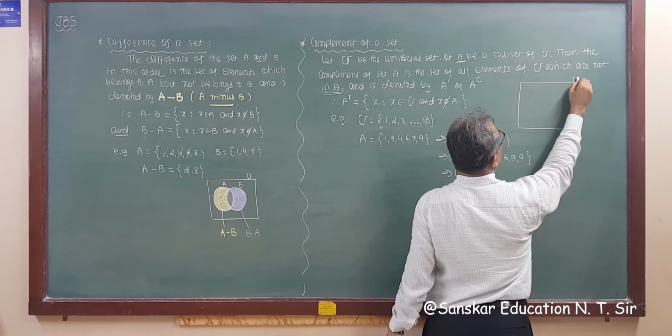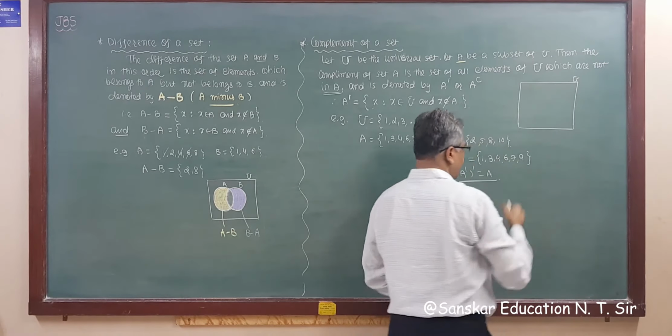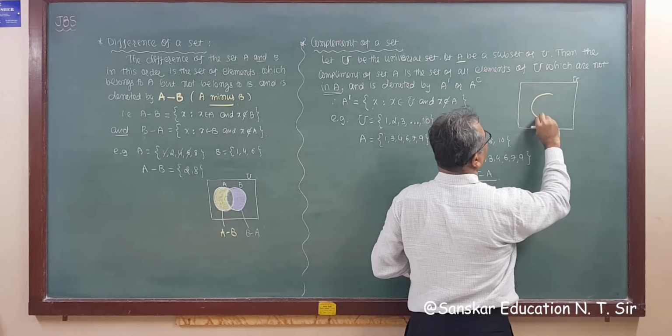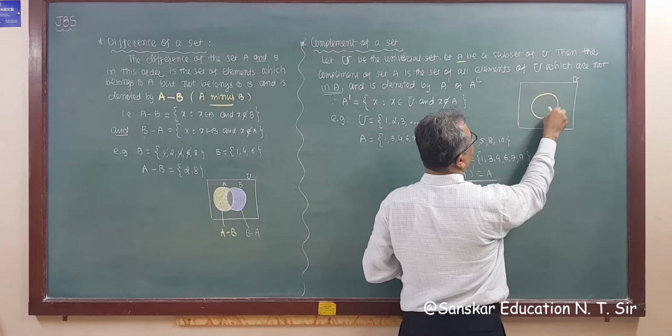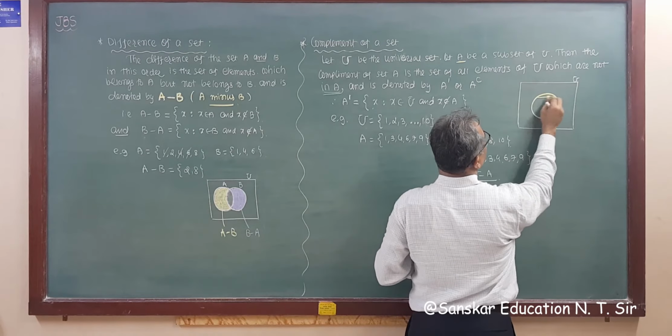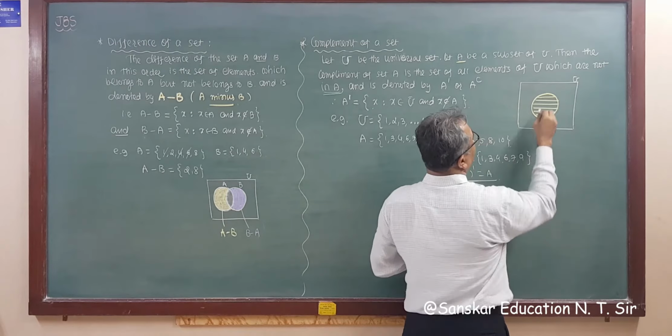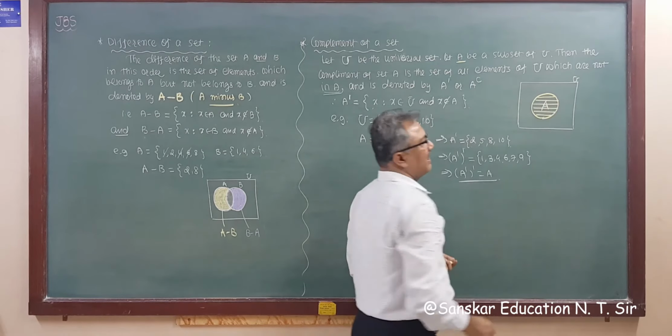This is universal set U. Suppose this is a set A. This yellow color is set A. So this is your set A, right? This is set A.